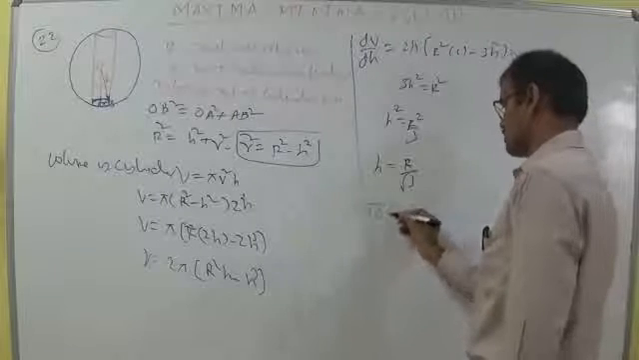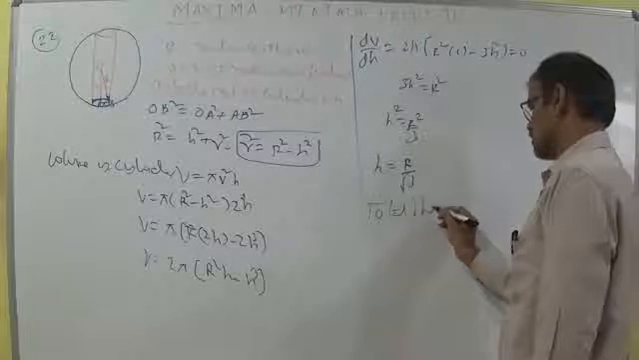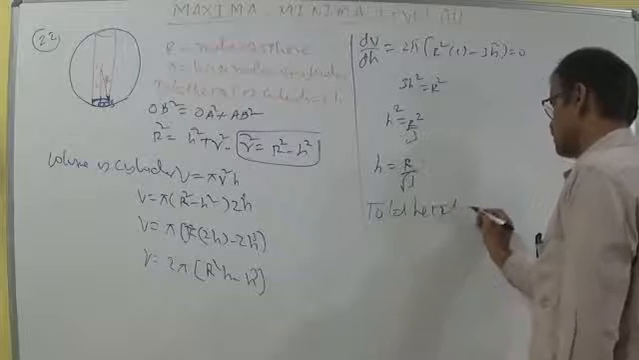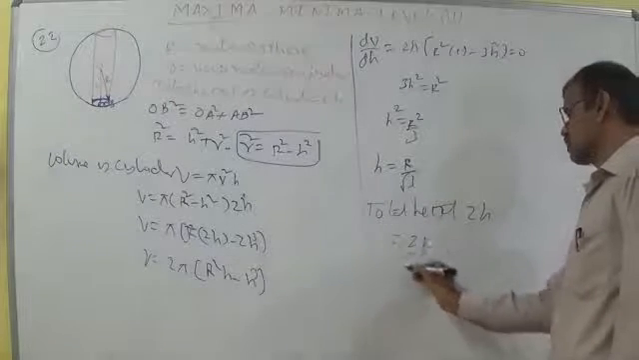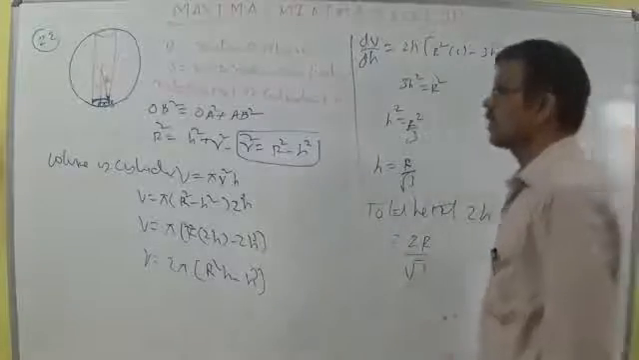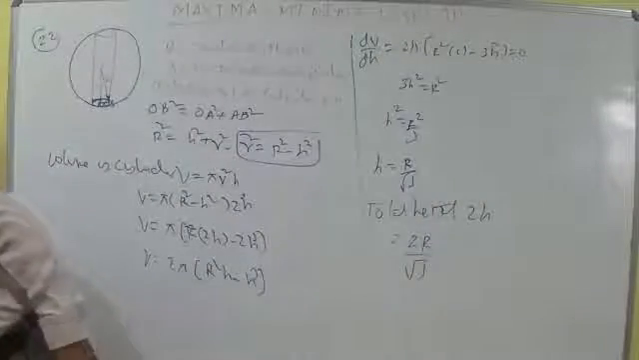Total height he is asking. Total height 2h, we thought. So 2h is equal to 2R by root 3. Total height 2h is equal to 2R by root 3.